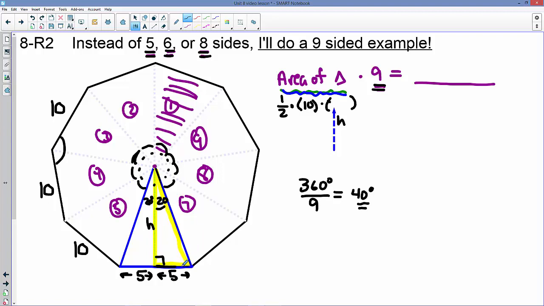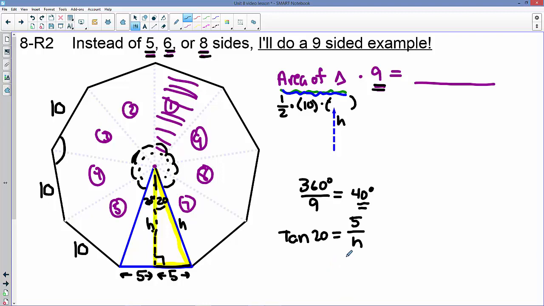I have this, which is 5, and I want this, which is h. Well, from the 20-degree perspective, that's opposite and adjacent, right? Because this is the hypotenuse here, which I don't need. So what am I going to do? Tangent, right? SOHCAHTOA. So tangent of 20 degrees equals opposite over adjacent. Okay, opposite over adjacent. Multiply both sides by h. Divide both sides by tangent of 20.